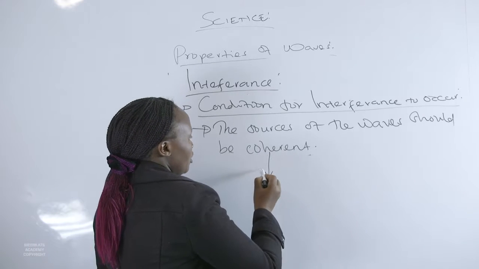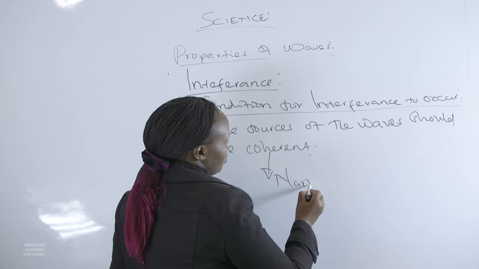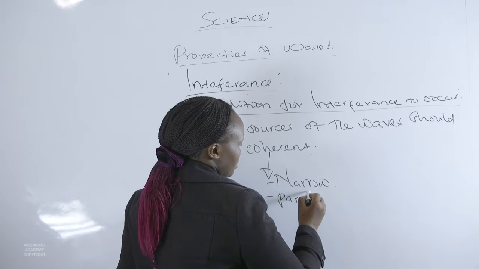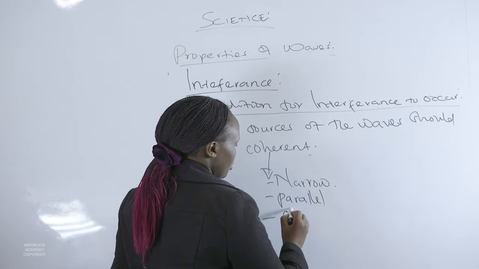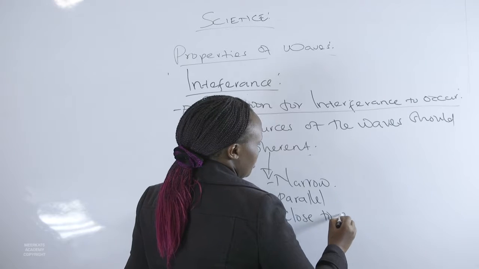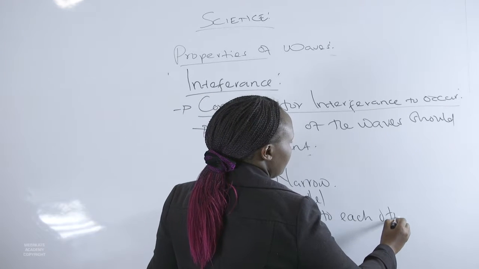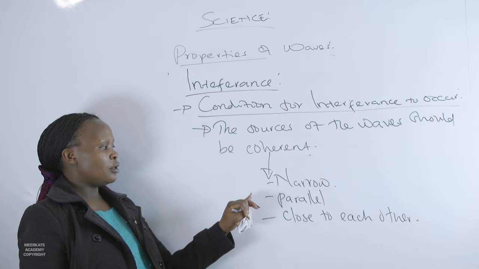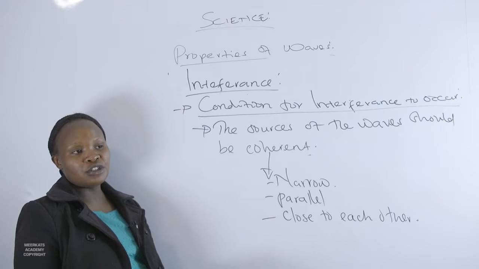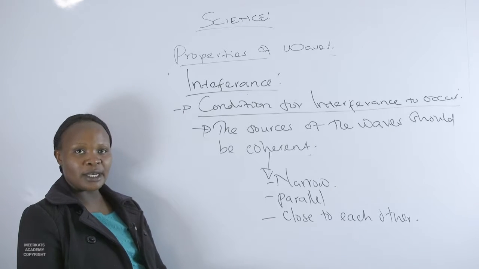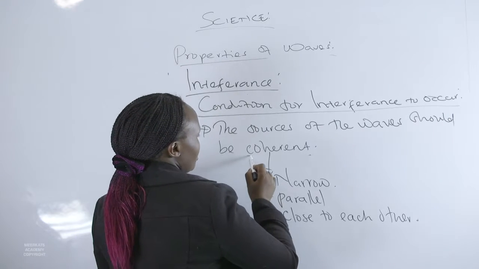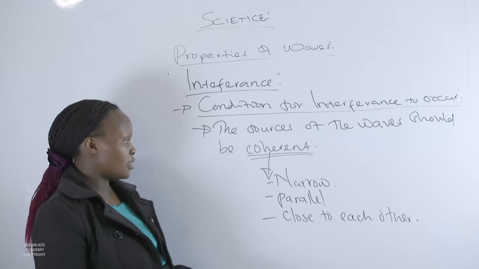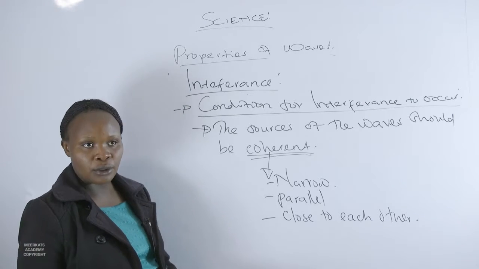In this way, we mean that the sources should be narrow, should be parallel, and should be close to each other. That the sources should be narrow, parallel, and close to each other. When the three are upheld, then we say that the sources in question are actually coherent.